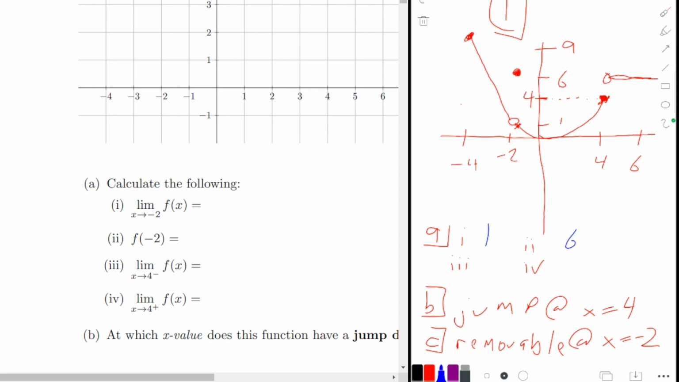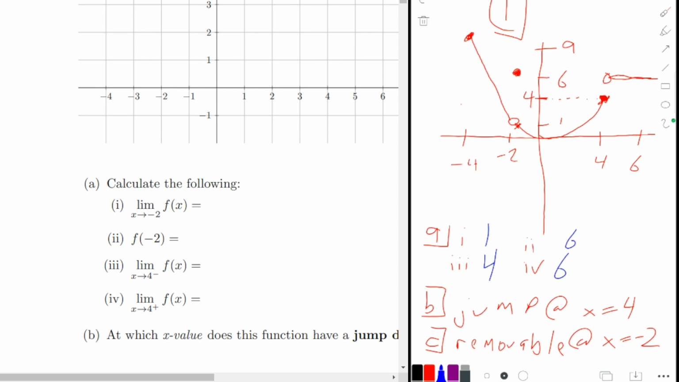Limit as x goes to 4 from the left and from the right. These are parts 3 and 4, respectively. And both of these limits exist. As we approach 4 from the left, or from below, that's what that minus sign means, it is approaching a height of 4. So this answer is going to be 4. Whereas as we approach from the right-hand side, what height are we approaching here? 6. So these are your answers to number 1.